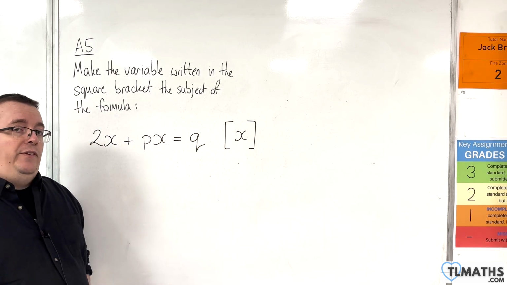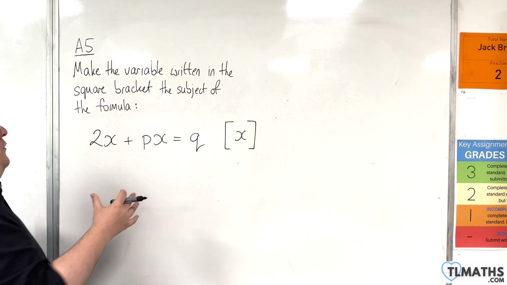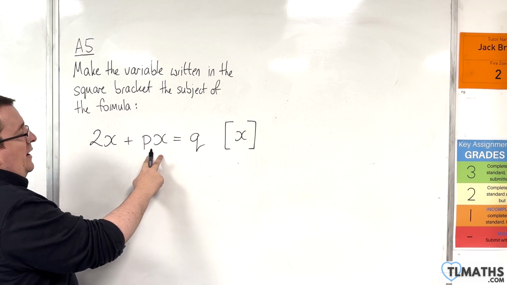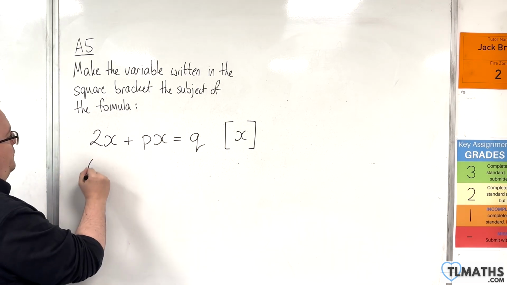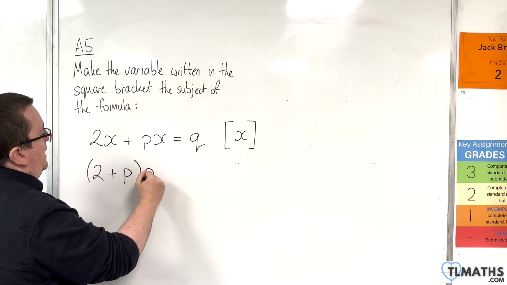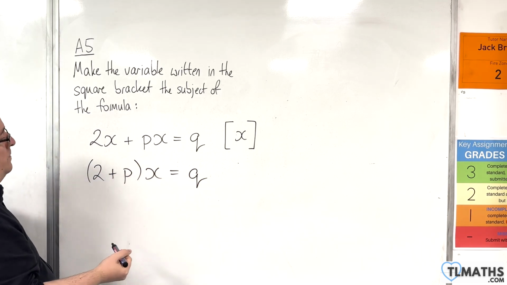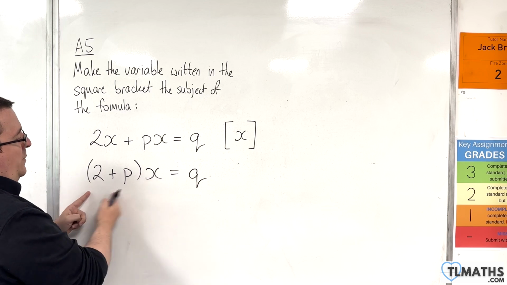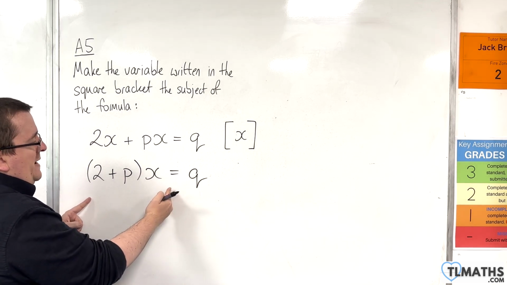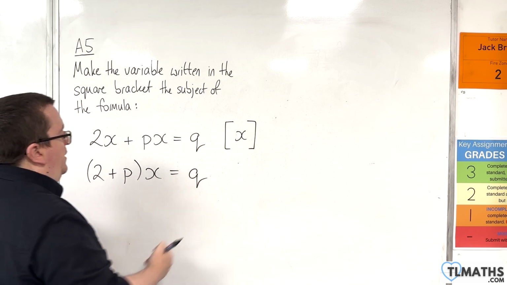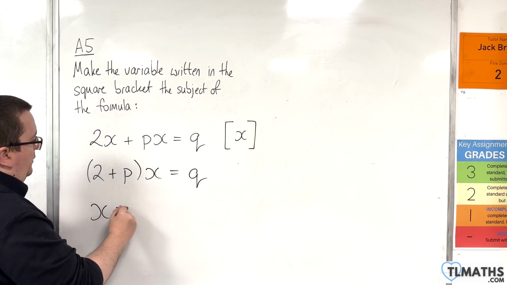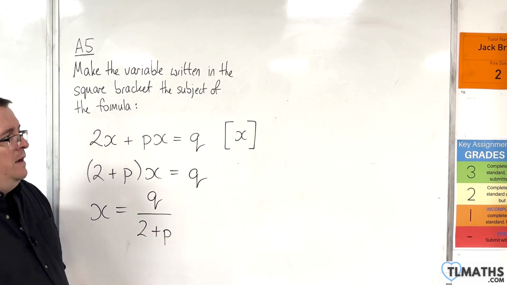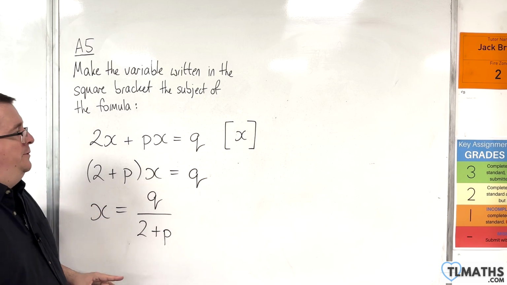So we want to aim to get to this stage. We then want to be able to factorise that left-hand side. So both the 2x and the px have x as a factor, so I can factor it out and have 2 plus p lots of x is equal to q. So 2 lots of x plus p lots of x, that's what gets us there. So we now have it factorised. Once you have it factorised, you can then divide both sides by that 2 plus p. So x is going to be q over 2 plus p. Okay, so that's what you want to be able to get to.